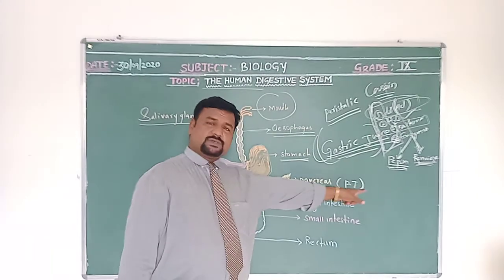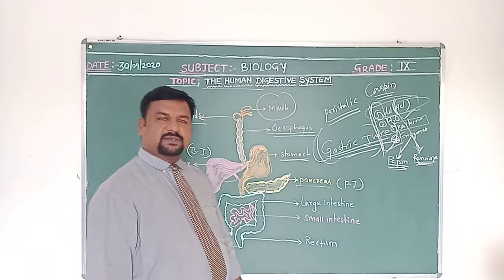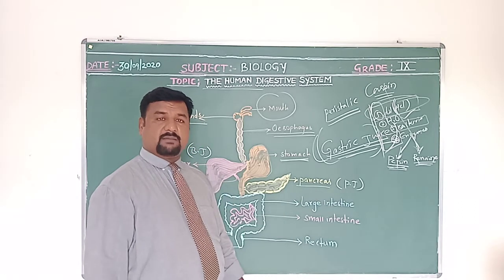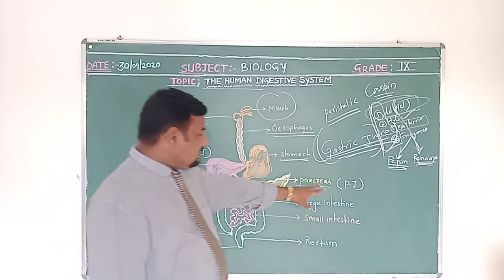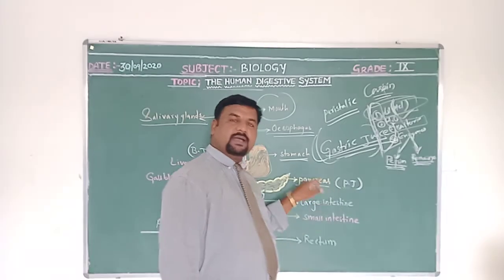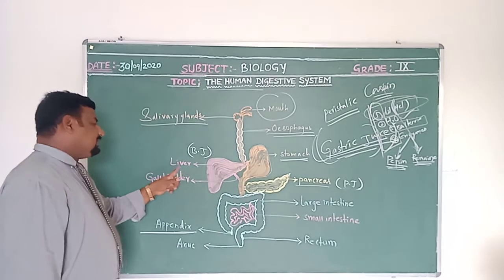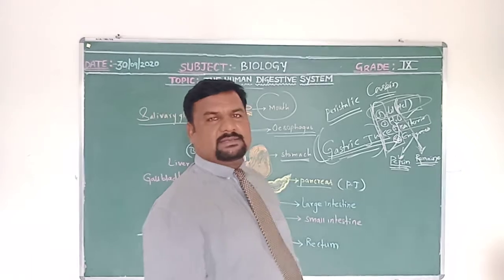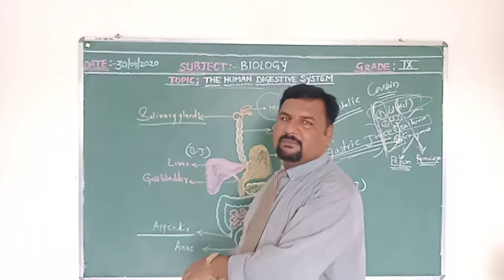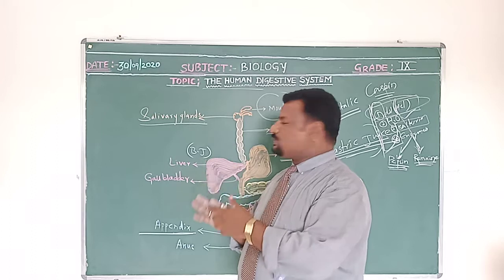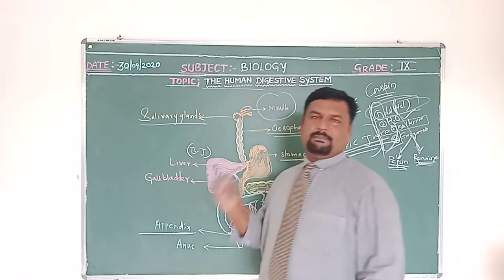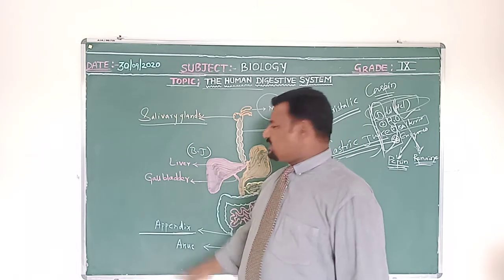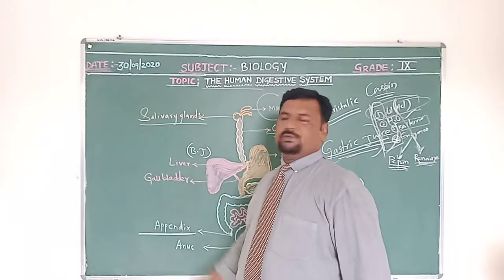In pancreatic juice, there are three enzymes. One is trypsin, another is lipase, and another is amylase. Trypsin, amylase, and lipase are the three enzymes present in the pancreatic juice produced by the pancreas, whereas the liver produces bile juice. The bile juice produced by the liver does not have any enzymes. Sodium salt will be there in the bile juice. Though the bile juice plays a major role in emulsification of fats.